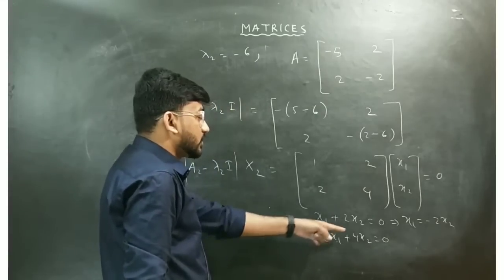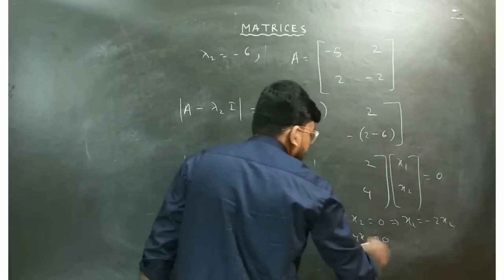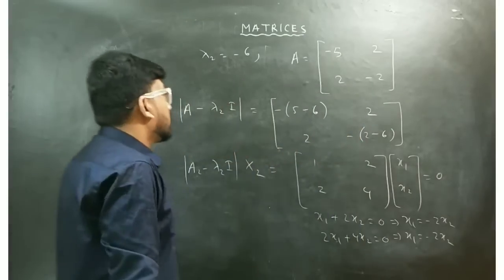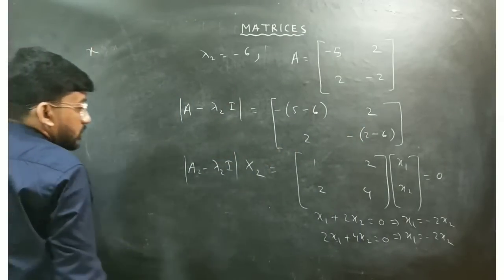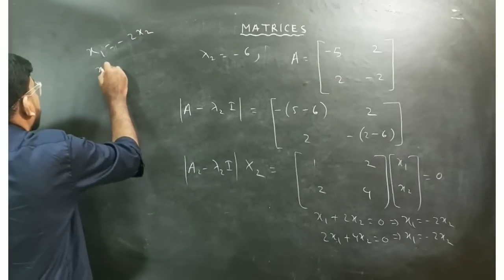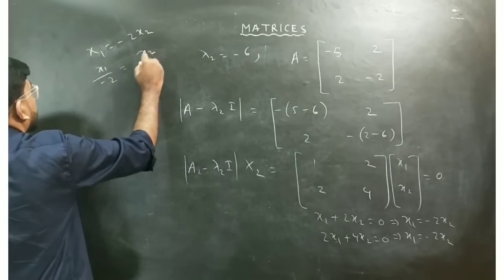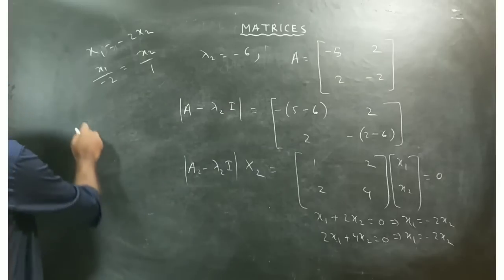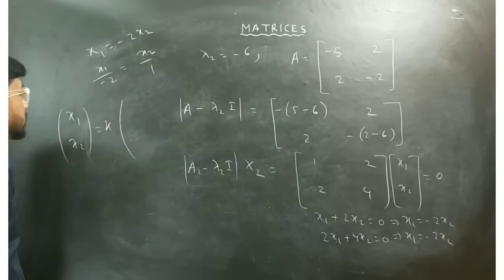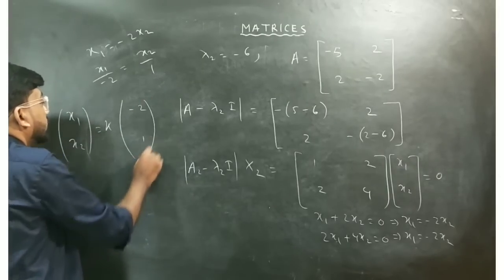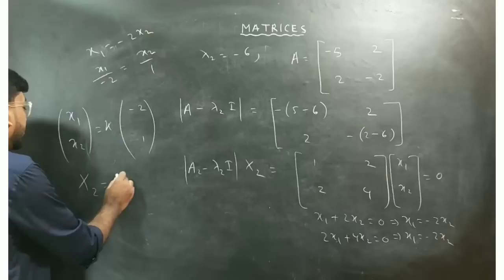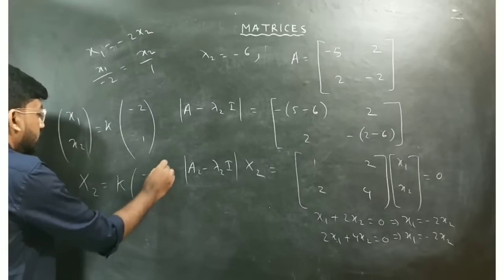That means again x1 is equal to minus 2x2. This equation again implies that x1 is equal to minus 2x2. So now what you will get, you have x1 is equal to minus 2x2, that means we have x1 by minus 2 is equal to x2 by minus 1. So again we can write this x1 x2 is proportional to this vector, that is minus 2 and 1. So this is your eigenvector now, x2, and that is k times minus 2 and 1.